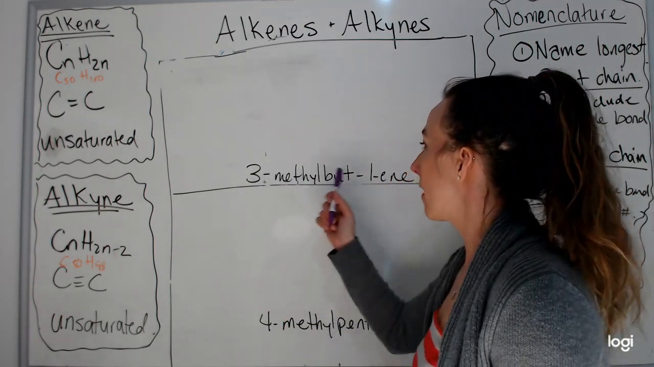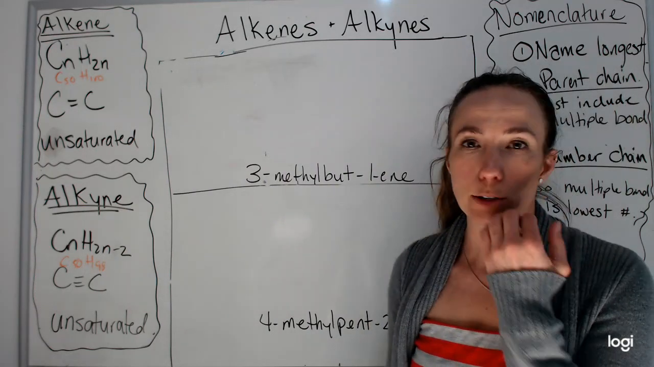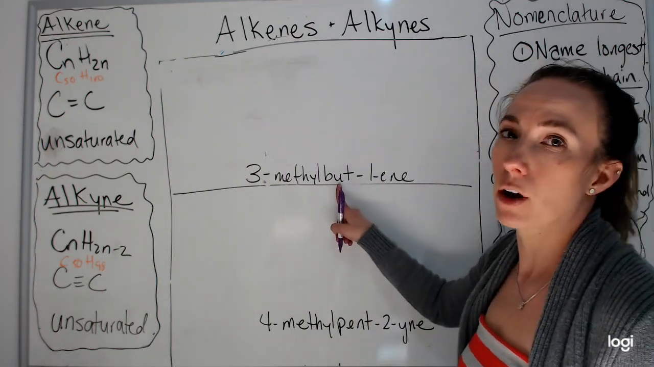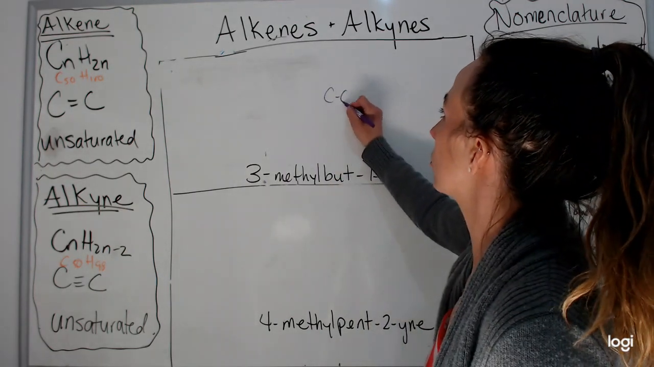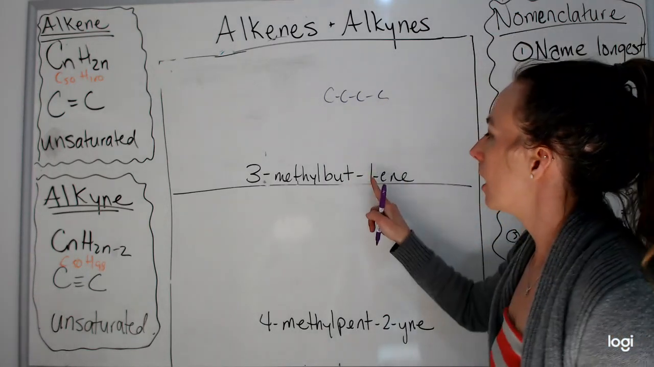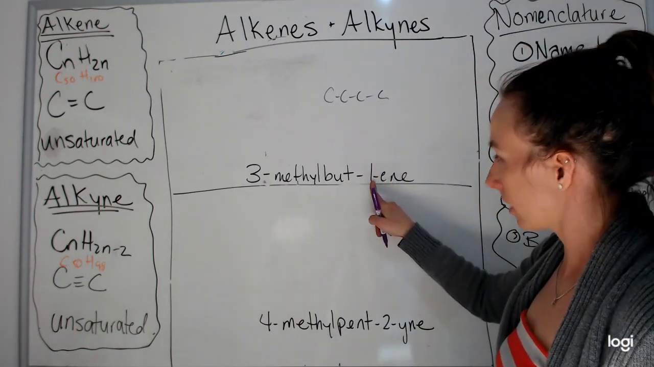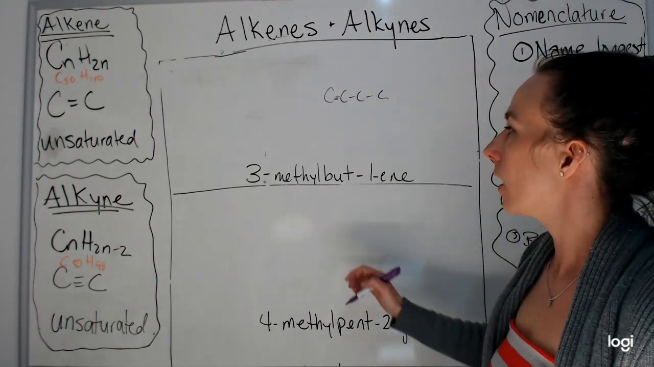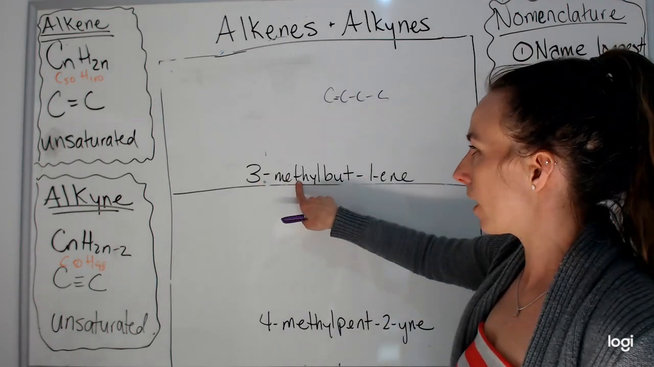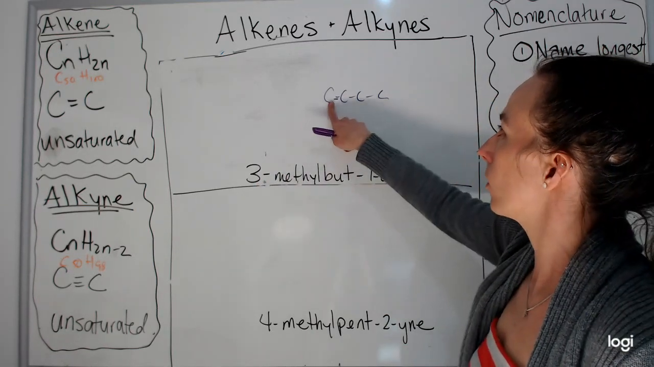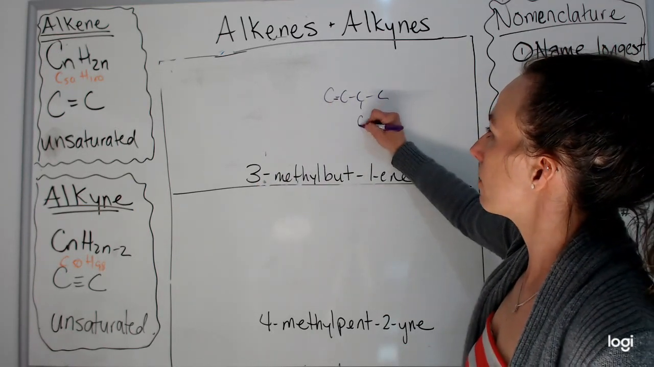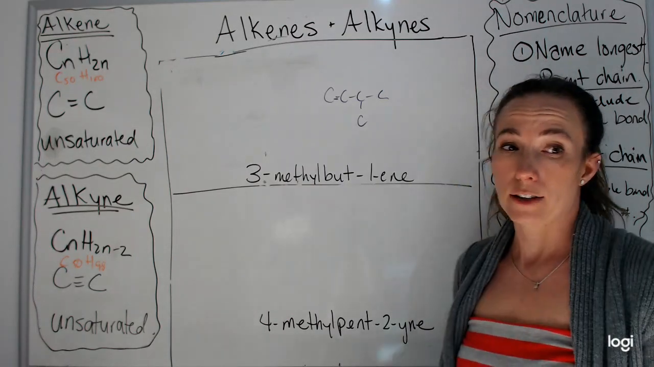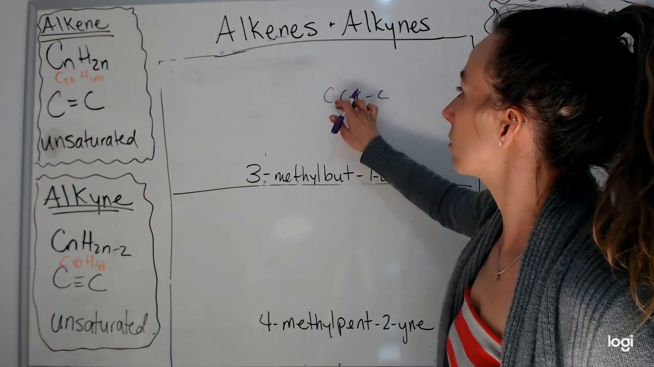So 3-methyl-but-1-ene. How would you draw this? So I'm going to start by drawing my but. 1, 2, 3, 4. There's a double bond that starts on carbon 1. So there it is. It starts on carbon 1. And then I have a methyl branch off of carbon 3. So carbon 1, carbon 2, carbon 3. There's my methyl branch.